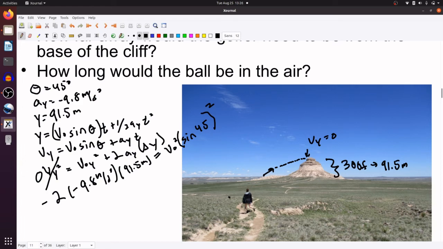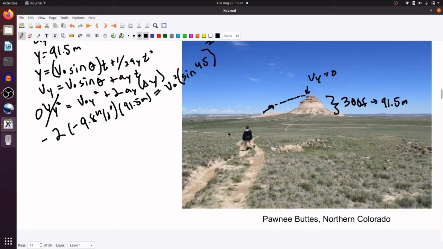So I'm going to write this down here, a little bit better job than what I did right there. That's going to give me 19.6 times 91.5. It's going to give me 1793.4. So that's going to be 1793.4 meters times a meter, a meter squared per second squared, is equal to V naught squared, and then the sine of 45 squared is going to give me a clean 1/2.